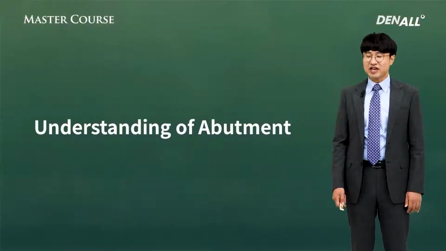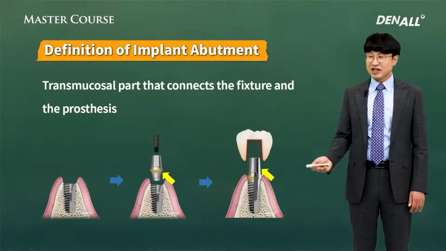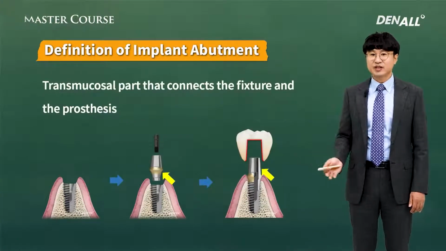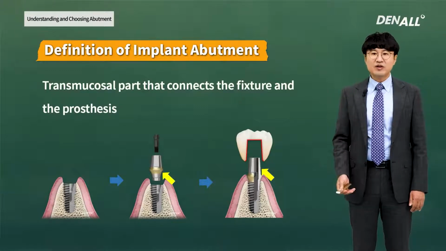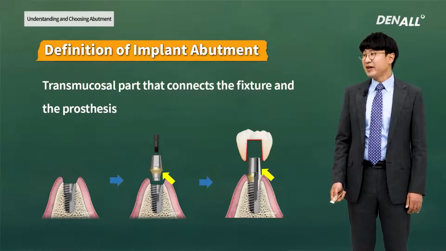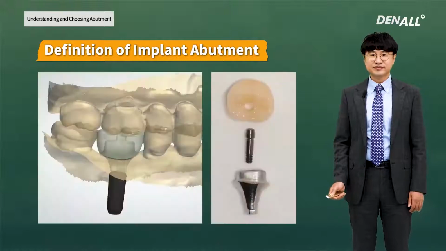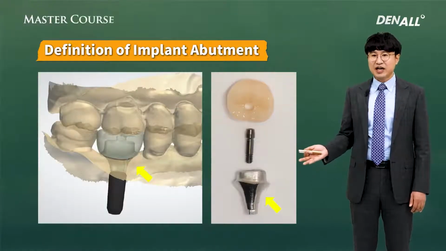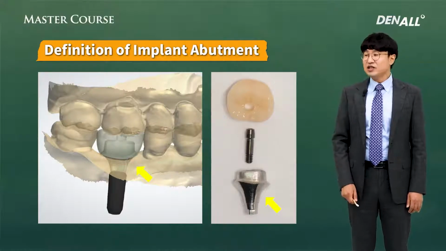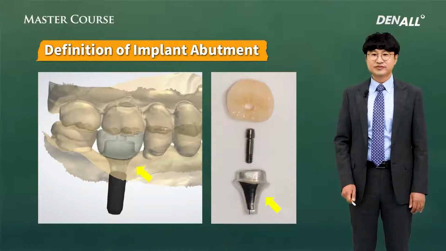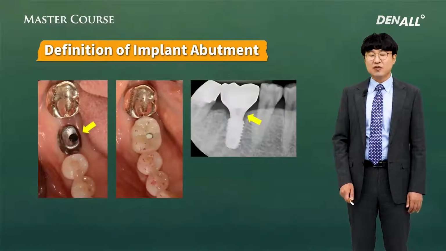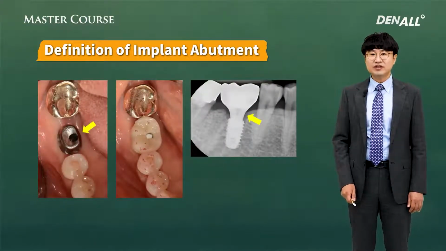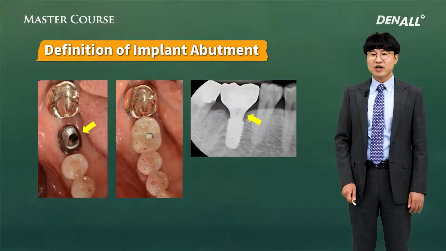First, what is an abutment? As you can see, the abutment is a transmucosal part that connects the fixture and the prosthesis. Here, they are indicated with the arrows. Now, can you understand what abutments are? Usually, they are connected to the fixture with a screw and connected to the crown via cementing.